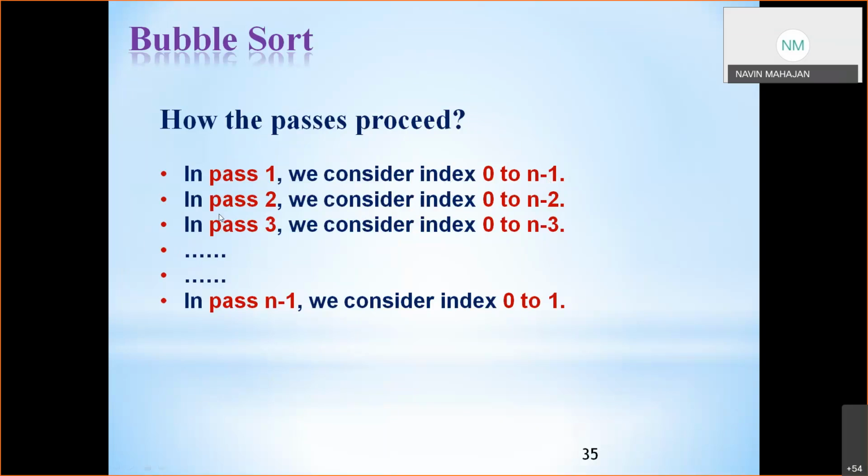So that's why in the second pass, we will consider only 0 to n minus 2, because the largest element is already placed at the end of the list. So we have to consider only the second last, n minus 2, then n minus 3. Keep on doing this. In pass n minus 1, we consider only 0 to 1. Once you compare only 0 to 1, you compare the first and second number, you swap them, and the array is sorted. So this is how it works.